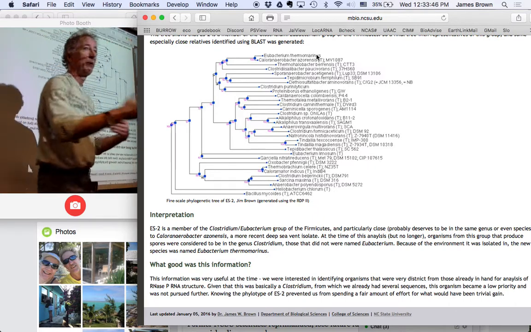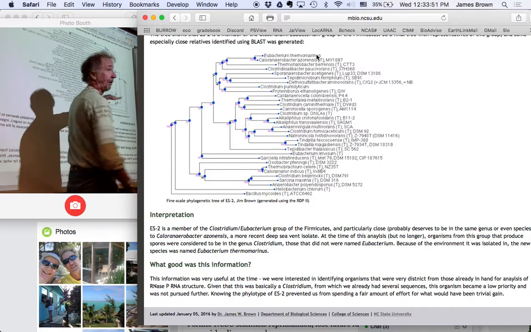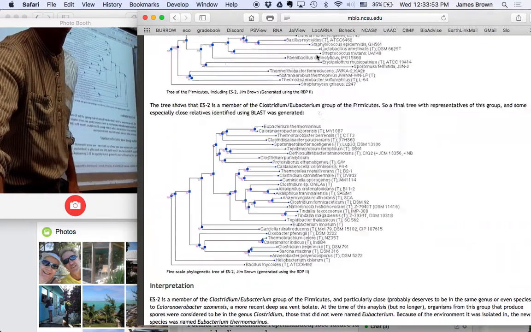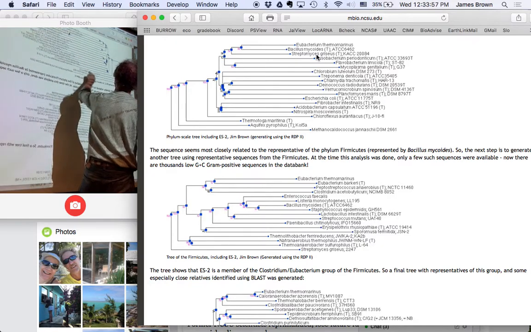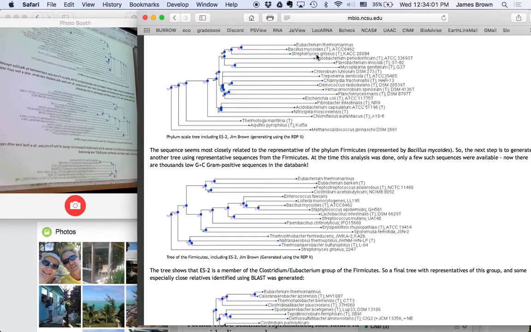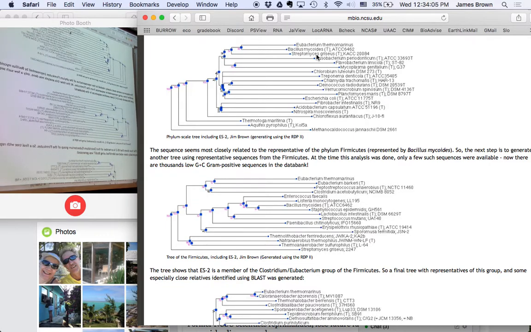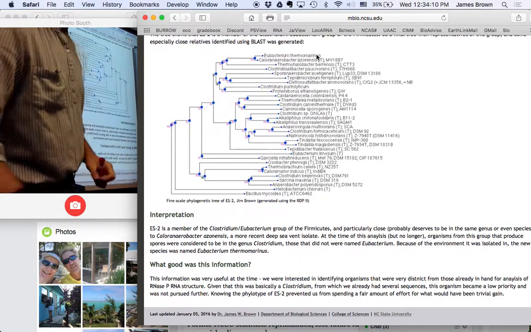The flip side would have been just as useful, right? If it really was something way out on the initial phylogenetic trees, something like Thermotoga maritima, then it definitely would have been worth the effort to get it. But it was not. And so this kind of phylogenetic information provides you with pragmatic info. It also, by the way, tells you a lot about the organism.